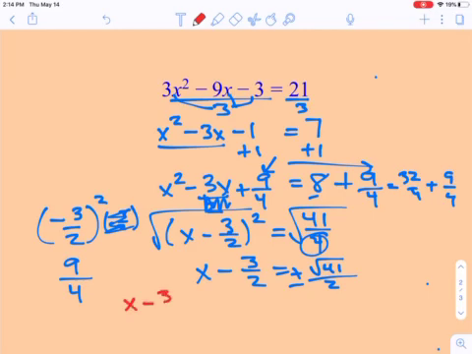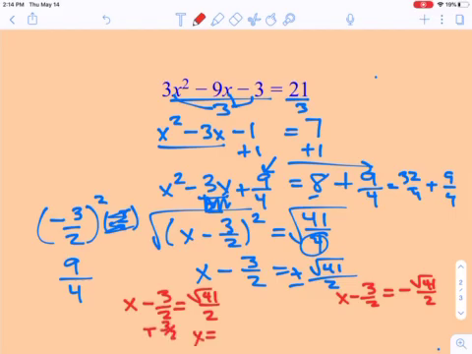I have x minus 3 halves is equal to my positive case. And then I have x minus 3 halves is equal to my negative case. All right, and so then you just simplify it by adding 3 halves to both sides.